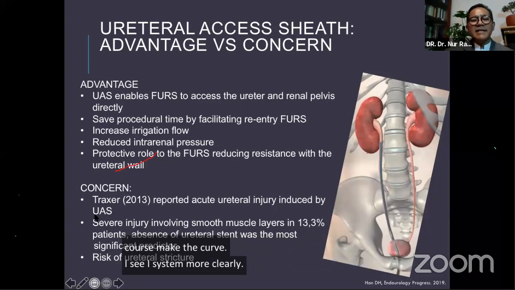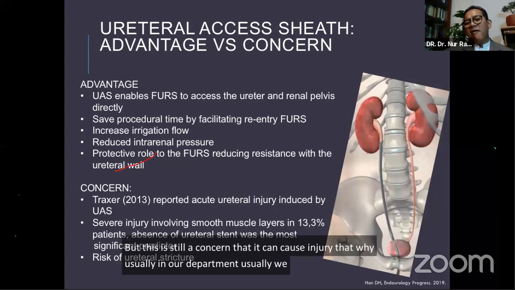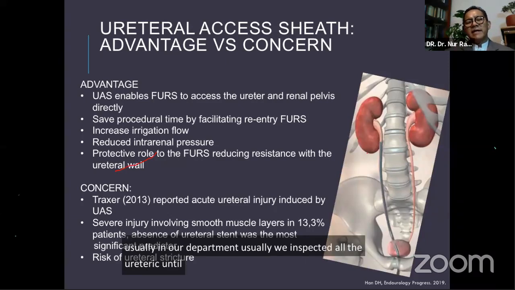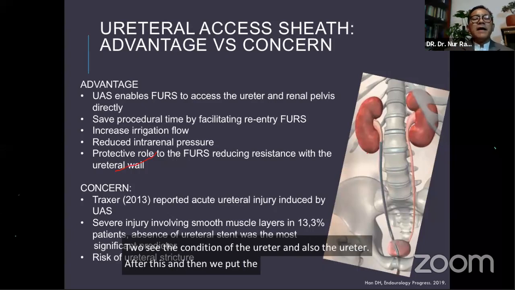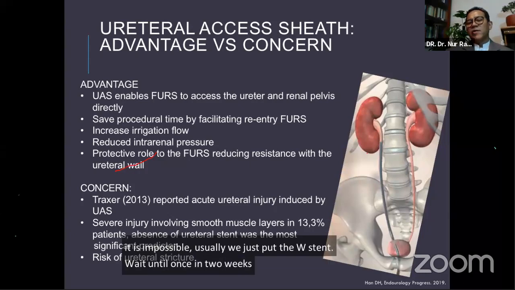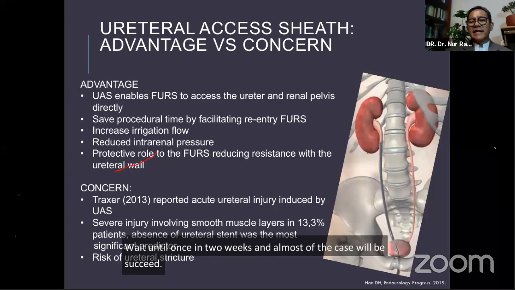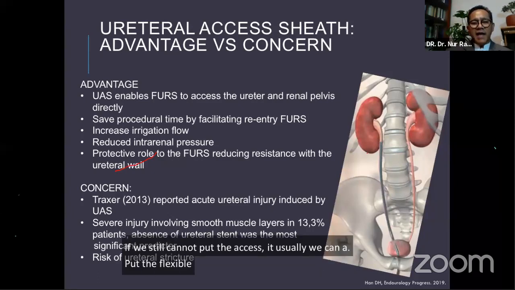But there is still a concern that it can cause injury. That's why in our department we usually inspect the whole ureter up to the pelvis with a semi-rigid URS, to see the condition of the ureter and also to dilate it. After this, we put in the ureteral access sheath. But if it is impossible, we usually just put in a double J stent. We wait about 2 weeks, and in almost all cases it will then go in. If we still cannot put in the access sheath, we can put in the flexible URS without the access sheath.